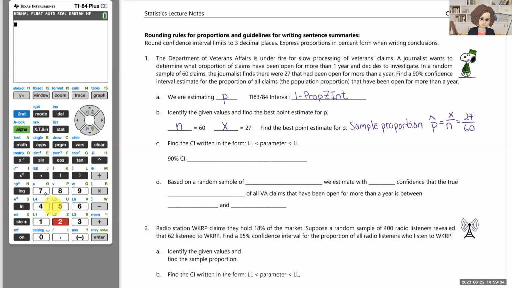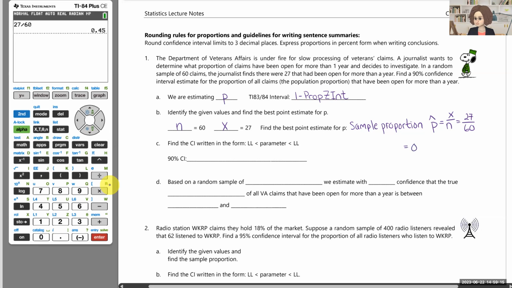Okay, so let me enter that on the calculator here. 27 divided by 60. We don't even have to round that. That's exactly 0.45. And just so I can speak it here, I'm going to switch that to percent. So in the sample, 45% of the 60 claims sampled had been open for more than a year. All right, so that's called our best point estimate for the population proportion.